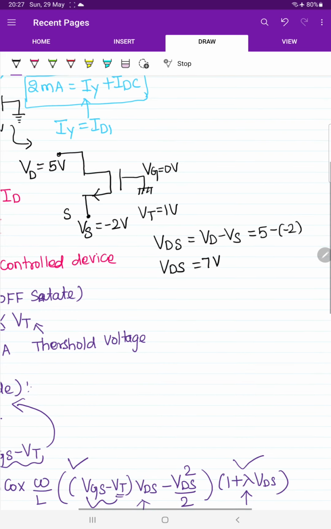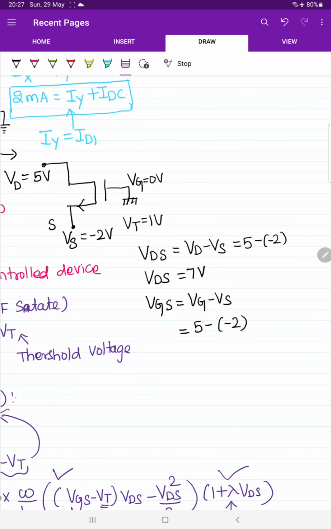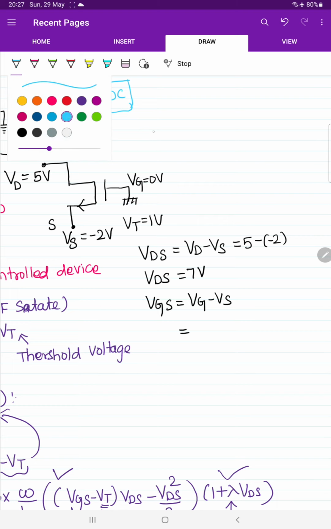Next, let us explore the value of VGS. VGS means this can be written as VG minus VS. What is the value of VG? Gate voltage. Gate voltage is 5 minus, what is the value of VS? VS is already given as minus 2 voltage. So, sorry guys, here I made a mistake. One minute. My mind was going with the VD once again. Forgive me. Change the data.